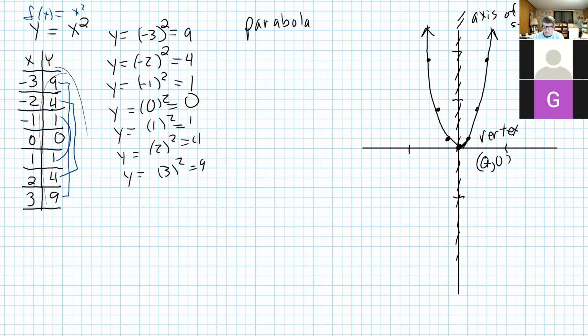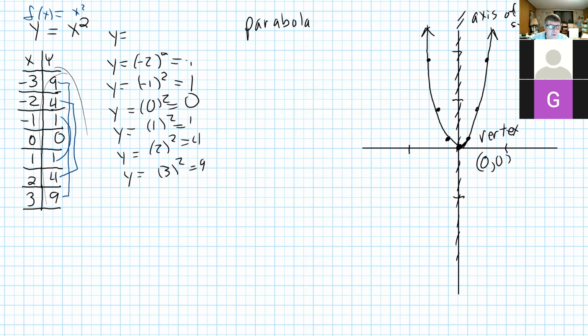Okay, so for y equals x squared, we've got a parabola that opens upward. The vertex is at 0, 0. And the axis of symmetry would be what? X equals 0. So the equation of that dotted line would be x equals 0. Do you have any questions about this particular graph? No. All right.